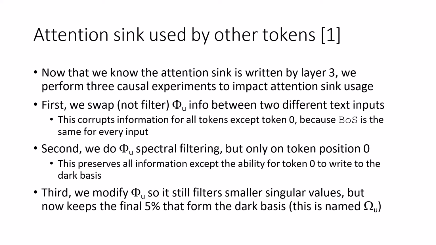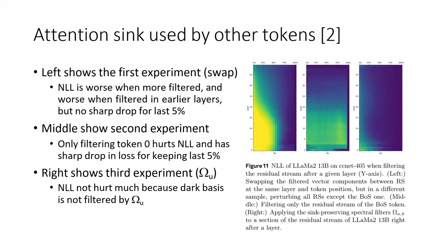And then the third thing: the filter we've been doing up till now filters out the bottom 5%, the bottom 10, the bottom 15. What if we say we're going to filter the bottom 15% except for the last five? We're going to filter the bottom 40% except for the last five. How does that compare to the filter where we filtered out all of the bottom? So the next slide, slide 31, shows you the results of these three experiments. The first one, where you do the swap on the lower left, you see the bright yellow.